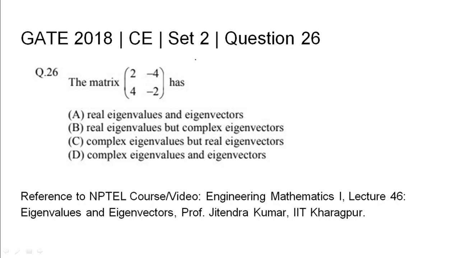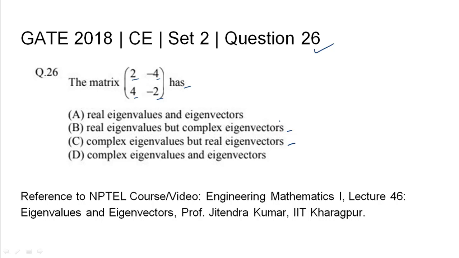GATE 2018 Civil Engineering Set 2 Question 26. The matrix [2, -4; 4, -2] has four options given. A. Real eigenvalues and eigenvectors. B. Real eigenvalues but complex eigenvectors. C. Complex eigenvalues but real eigenvectors. And D. Complex eigenvalues and complex eigenvectors.